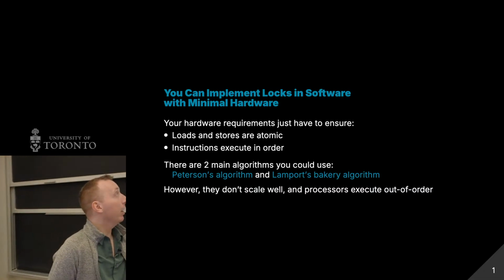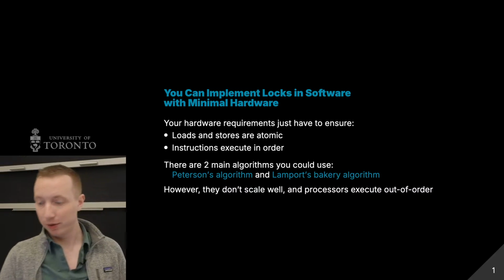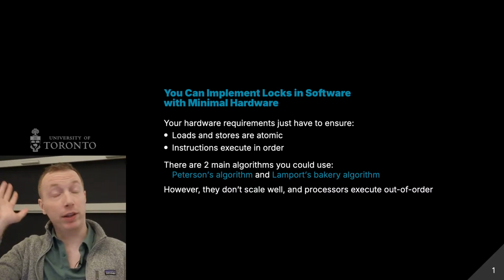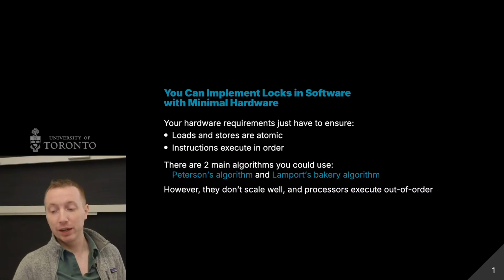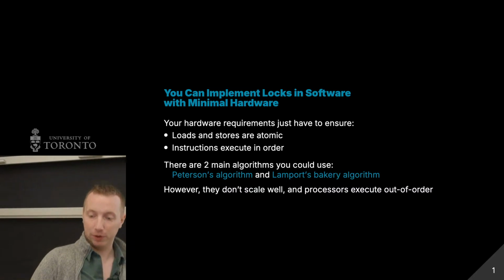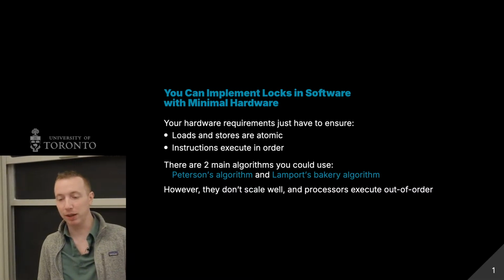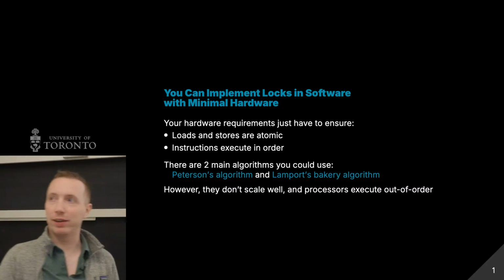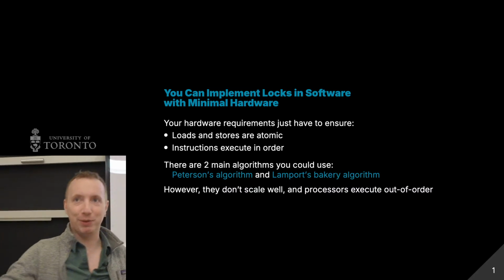So we can actually implement locks in software with actual minimum hardware. The minimum hardware requirements are just, and I can't do anything about the volume, sorry, that loads and stores have to be atomic and instructions execute in order, and those are the only requirements you need. So there's two main algorithms you can use. There's Peterson's algorithm and Lamport's bakery algorithm, which is basically trying to simulate that, like, I don't even know if anyone does that anymore. Go to a bakery, grab a number, and then you get served in order.